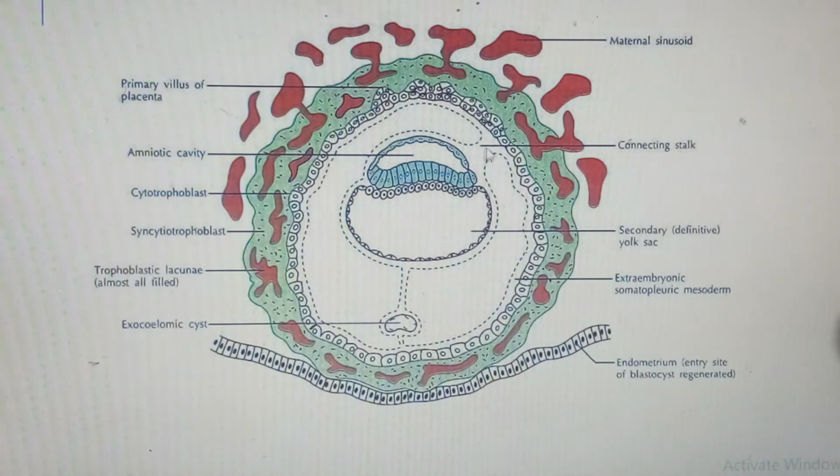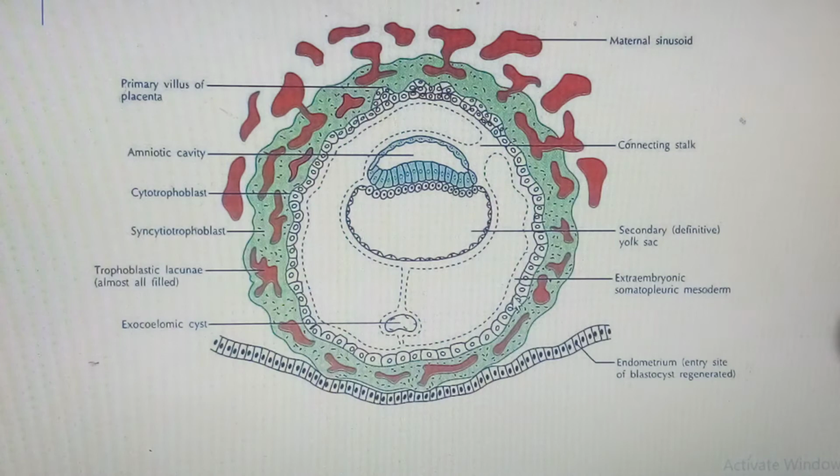There's no coelom over there. The extra-embryonic mesoderm is there, but it is undifferentiated, to connect the embryo to the wall. Otherwise, it will be hanging. And this connecting stalk is the future umbilical cord. We will look at that one later.